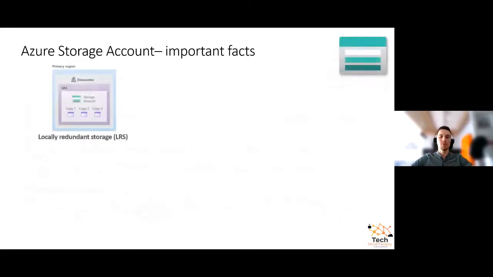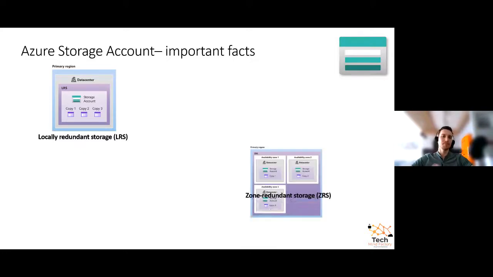So let me show you using this slide. This is the locally redundant storage. As you can see, there is a primary region, there is only one data center, and our data is copied 3 times within this single locally redundant storage. If this region becomes unavailable, that's our problem. The application will not be available.